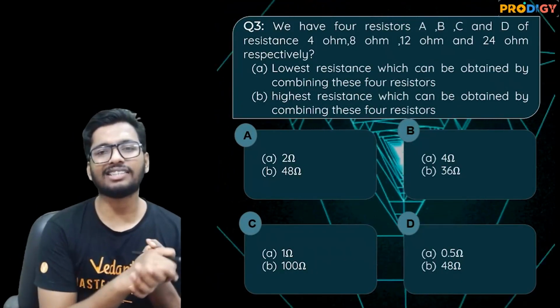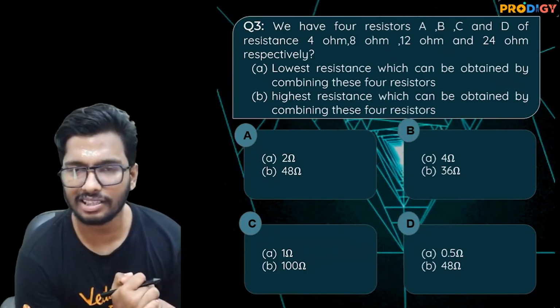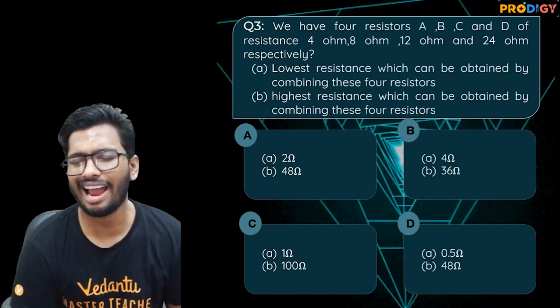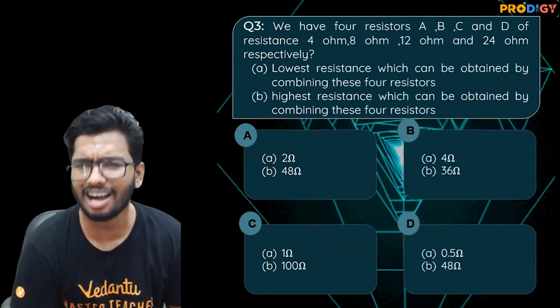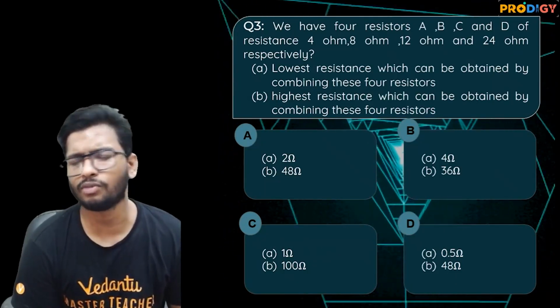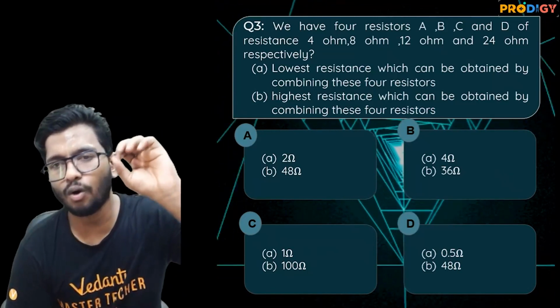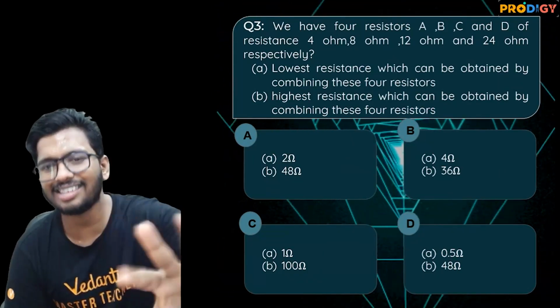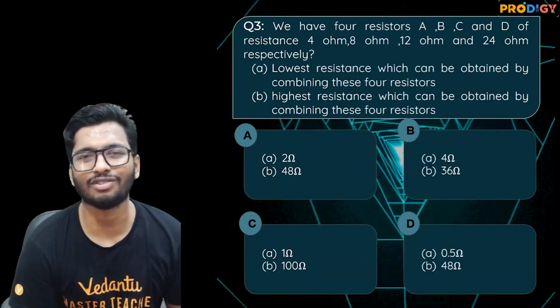Anyways, with that said, let us do another question. The question is on your screens. We have 4 resistors A, B, C, and D, and the resistances are 4 ohms, 8 ohms, 12 ohms, and 24 ohms respectively. Find the lowest resistance which can be obtained by combining these 4 resistors, and find the highest resistance which can be obtained by combining these 4 resistors.